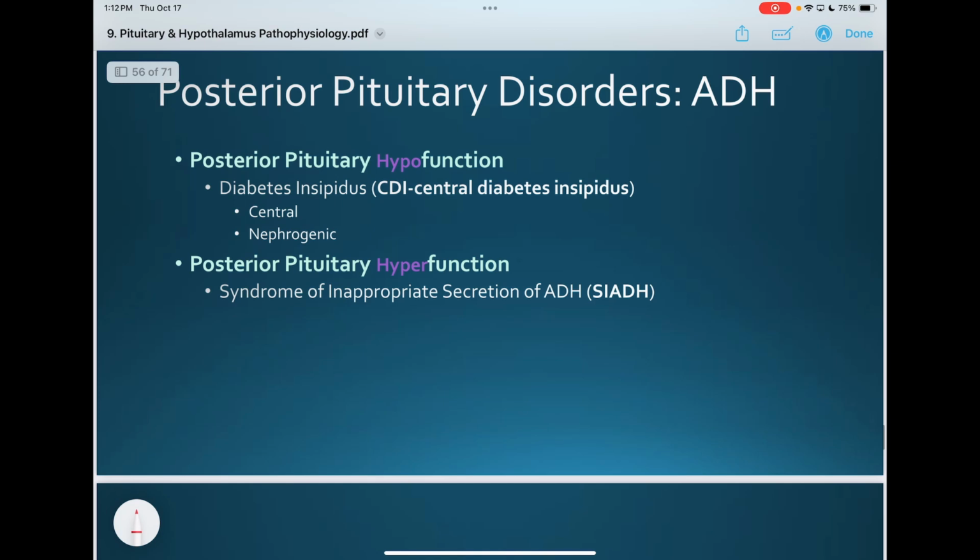Okay, so posterior pituitary hypofunction is going to be your diabetes insipidus. Hypofunction, lack of ADH. You have central or nephrogenic, and the posterior pituitary hyperfunction is your SIADH, syndrome of inappropriate secretion of ADH. There's too much ADH.